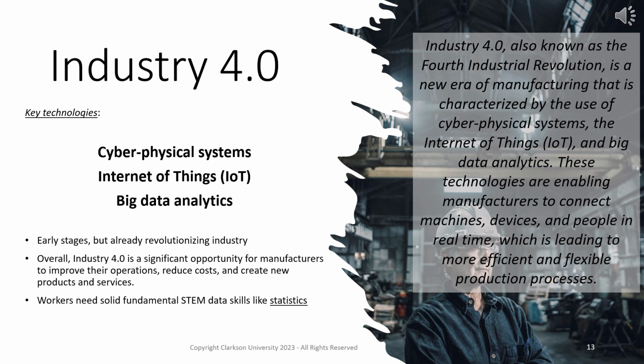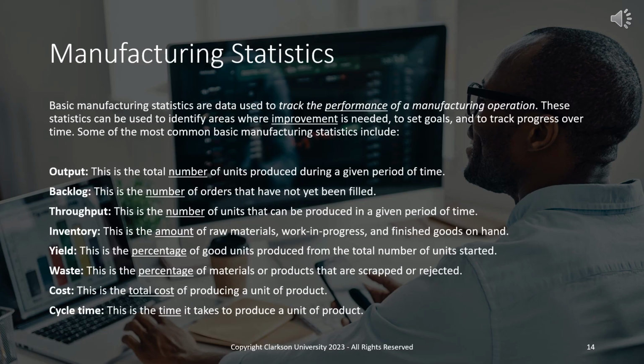Industry 4.0 is still in its early stages, but it has the potential to revolutionize manufacturing. By embracing the new Industry 4.0 technologies, manufacturers have significant opportunities to improve operations, reduce costs, and create new products and services. At the highest level, manufacturing statistics are used to track performance of manufacturing systems. Statistics help decision makers set goals, monitor progress towards goals, and drive improvements. Some common manufacturing statistics are output, backlog, throughput, inventory, yield, waste, cost, and cycle time.